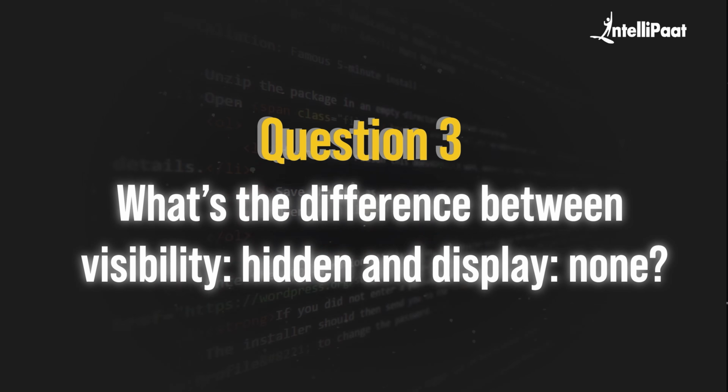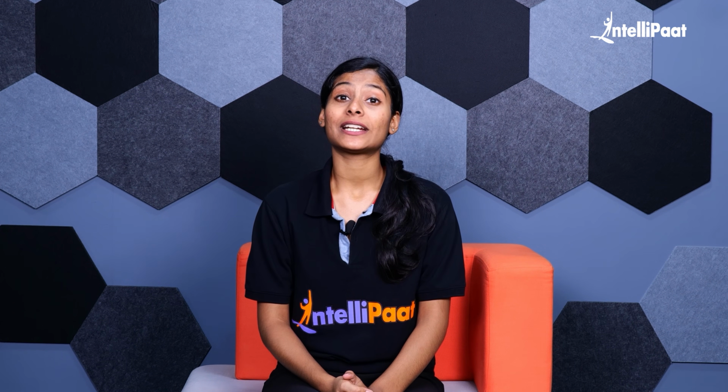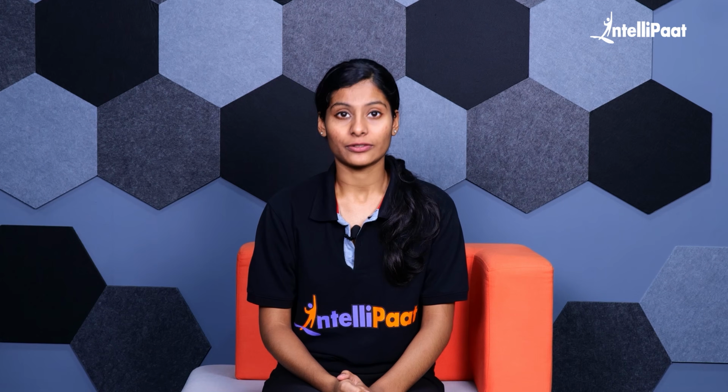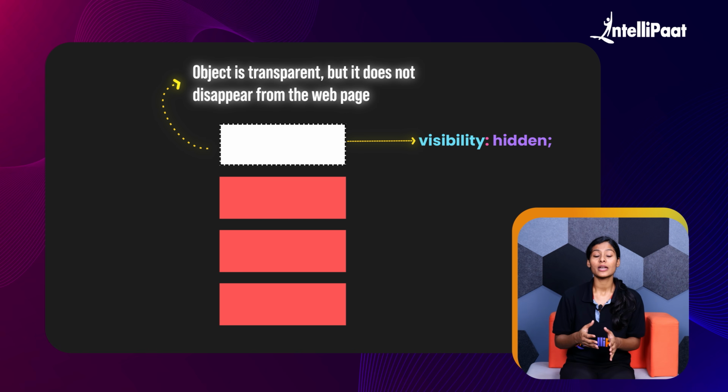What's the difference between visibility hidden and display none? Now, although these two might look the same to the human eye, behind the scenes, they work quite differently. Visibility hidden hides the element from the screen, but the element still exists. It's more like making the object transparent, but the object does not disappear from the web page.